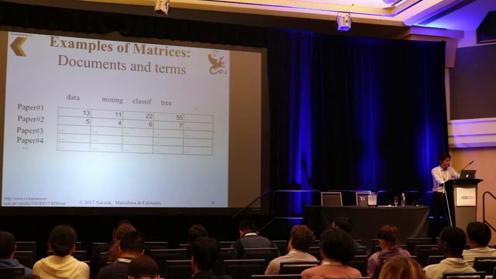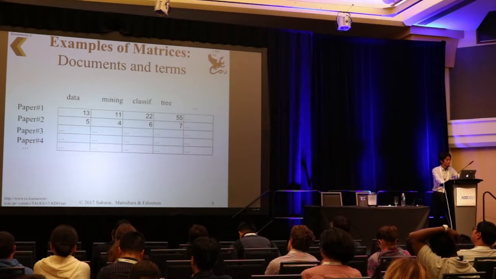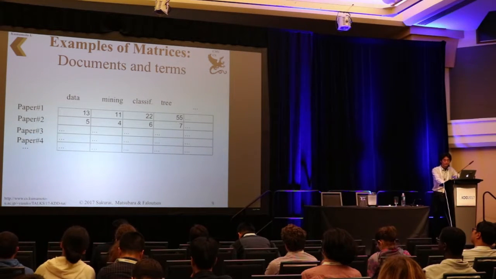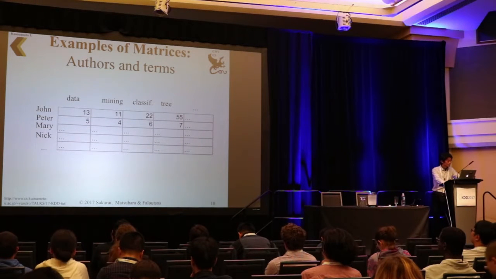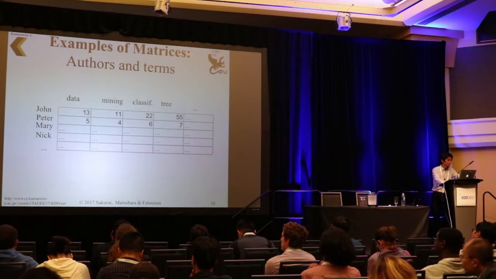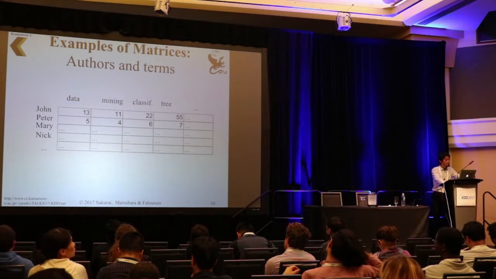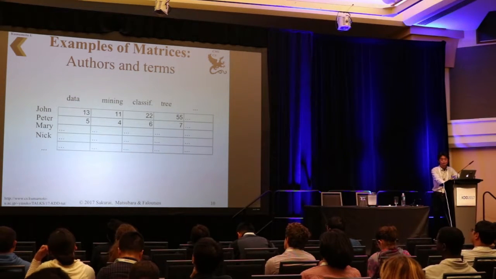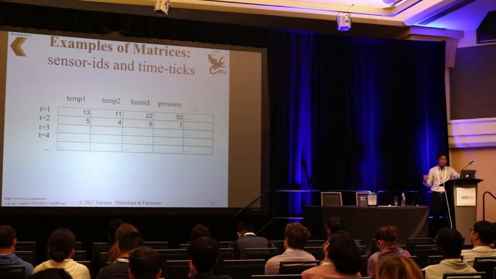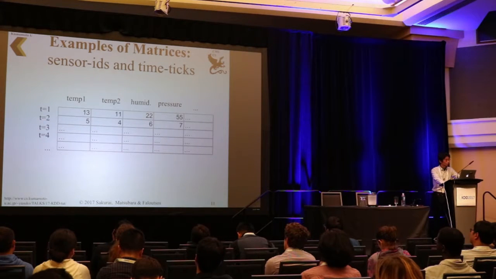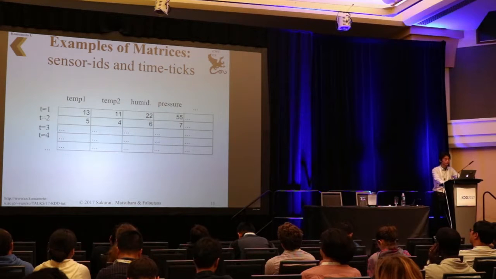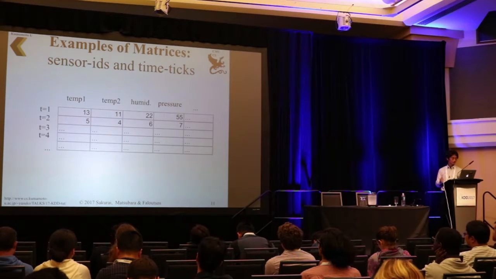Another example is document and term. Paper number 1 has the term data 13 times, the term mining 11 times, classification 22 times, tree 55. It's similar for author and term: John published a paper which includes the term data 30 times, mining 11 times, classification tree 22, and 55. Another example is sensor ID and time ticks. We have a sensor node of temperature: temperature number 1 at time t equals 1 is 13, at t equals 2 is 5, and so on, and also humidity, pressure, and so on.